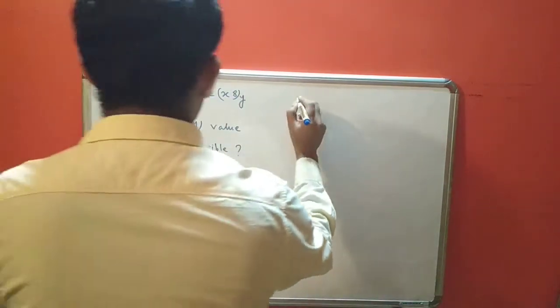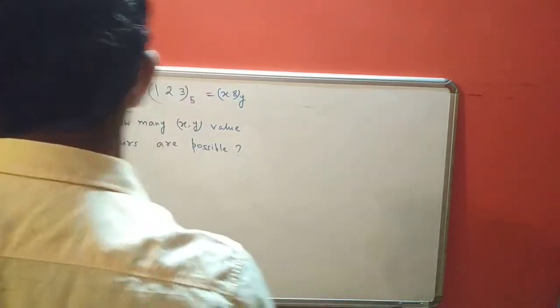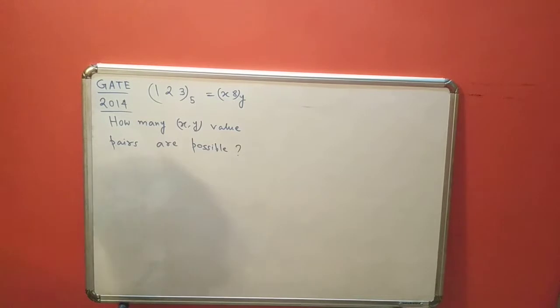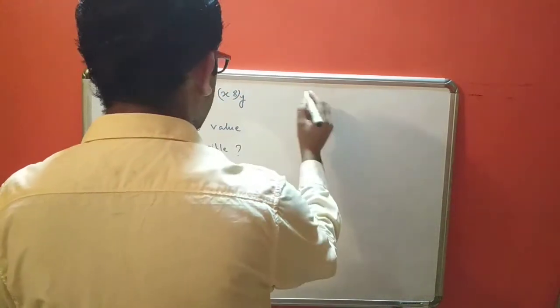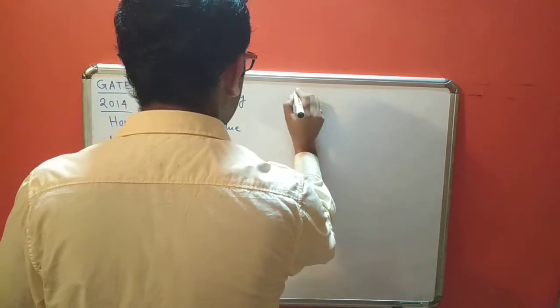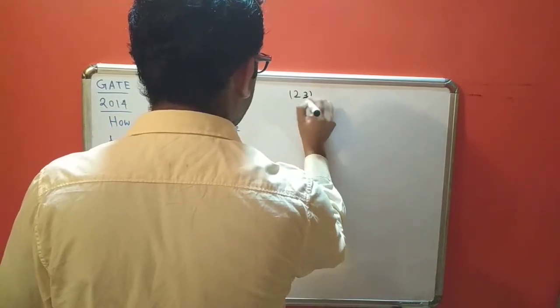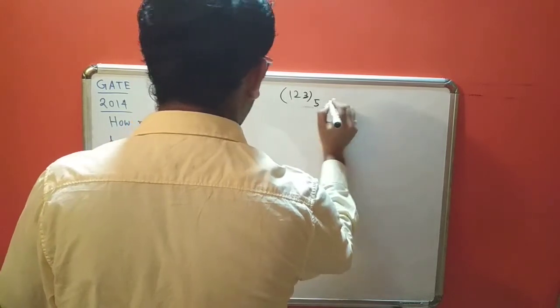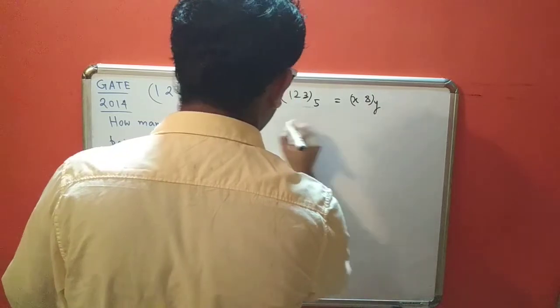So let's solve this question. I'll just change the color of the ink. I've used blue ink for the question. I'll go for black for the solution. Now see, I've been given 123 base 5 equal to x8 base y.